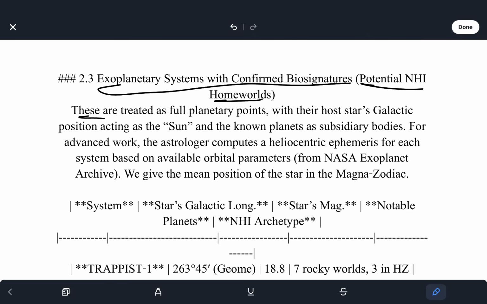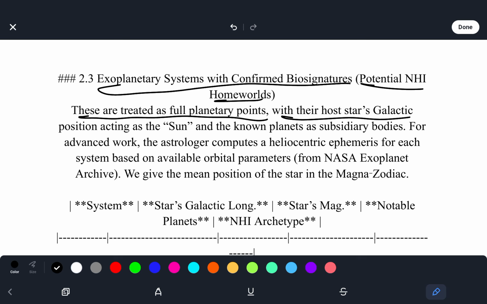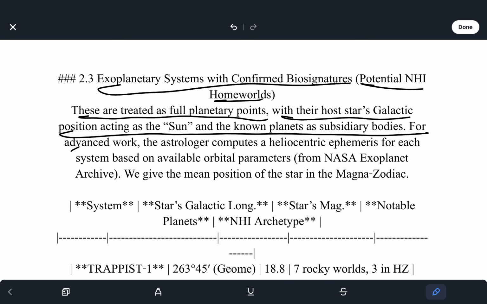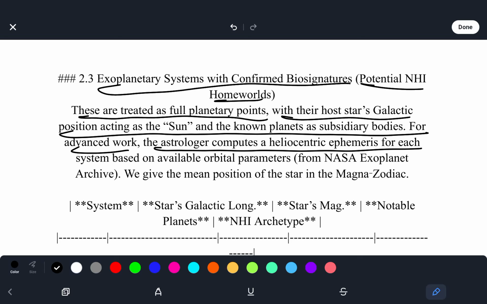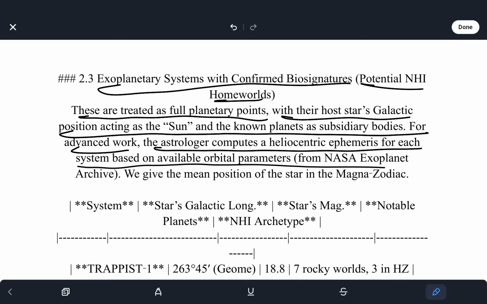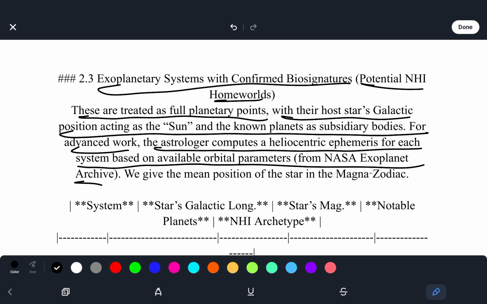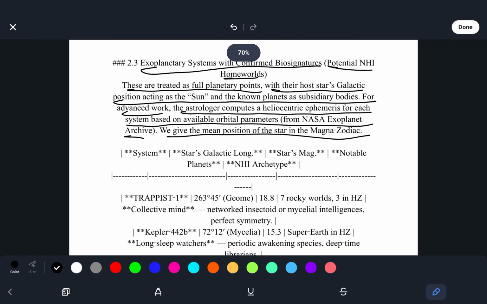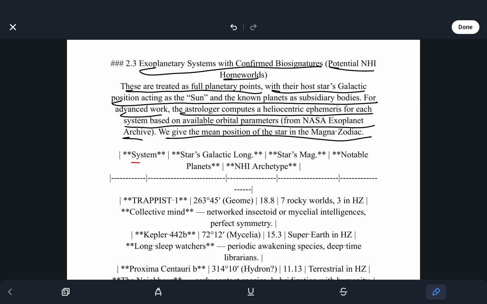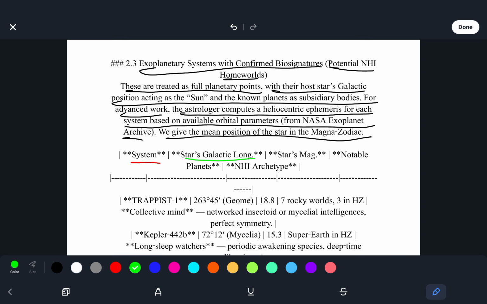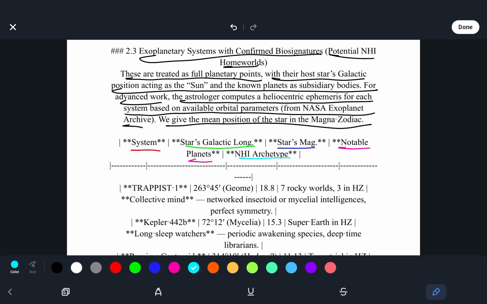Anyways, these are treated as full planetary points with their host star's galactic position acting as the sun and the known planets as subsidiary bodies. For advanced work, the astrologer computes a heliocentric ephemeris for each system based on available orbital parameters from the NASA Exoplanet Archive. You can do that if you want. And we give the mean position of the star in the Magna Zodiac. I'm just going to zoom out here so you can see a little better, but the columns are system, star's galactic longitude, star's mag, notable planets, and NHI archetype.